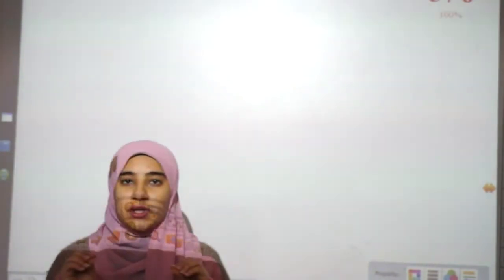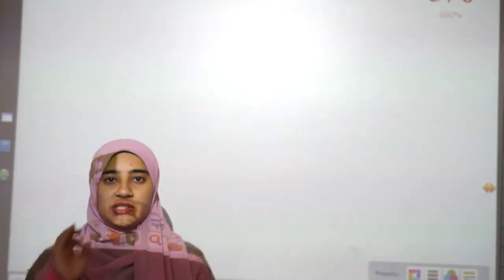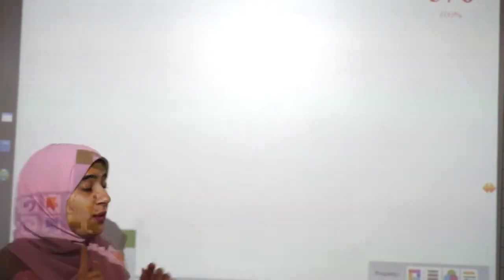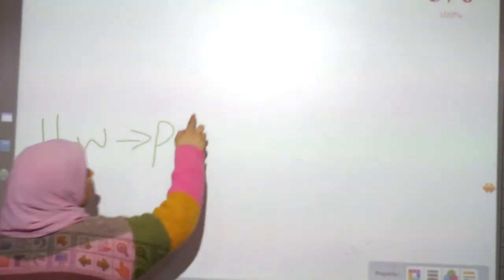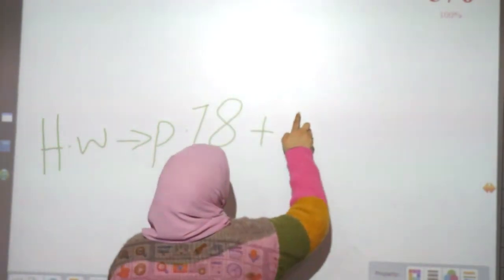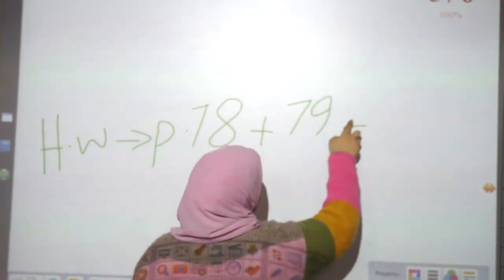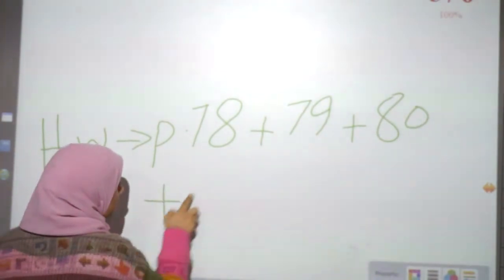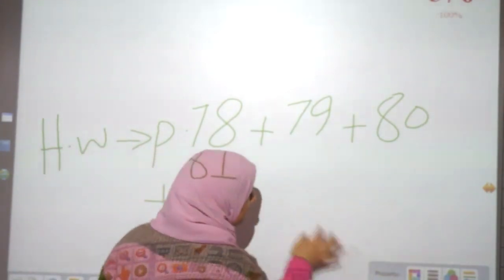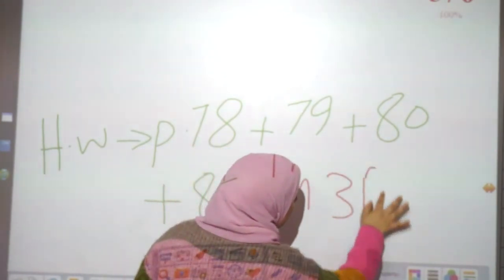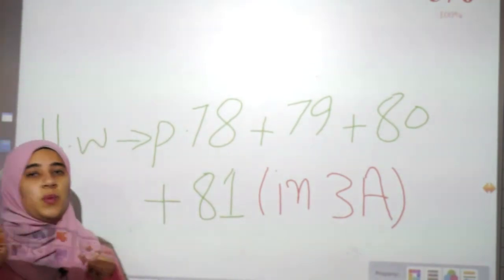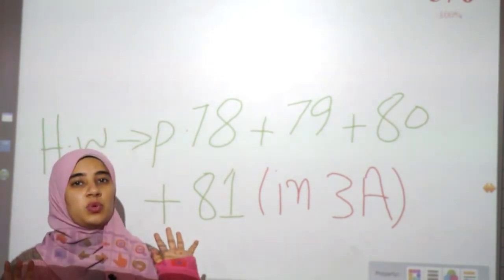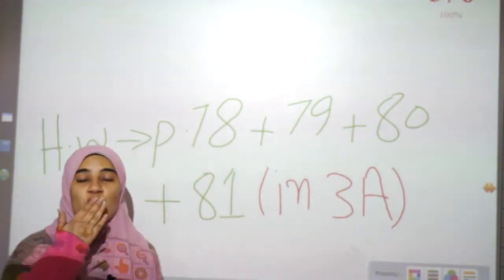Okay, grade 3. So today what you will do? Just say very well timetable 6 and 7. Now, the homework. The homework, it will be what? Page 78 plus 79 plus 80 plus 81 in 3A. So the classwork, write timetable 6 and 7 one time in your copy book. The homework in your book 3A. See you soon. Bye.